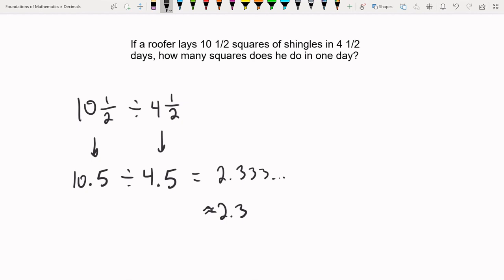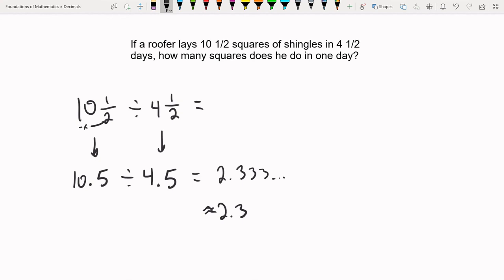Now what you could also do, the problem with this decimal notation is that 2.3 is only an approximation. Because it's supposed to be 2.3 repeating indefinitely, and you cannot write that. You'd be writing forever. The nice thing about leaving it as a fraction is that you actually do have an exact number. What I'm going to do is change the 10.5 and the 4.5 to improper fractions.